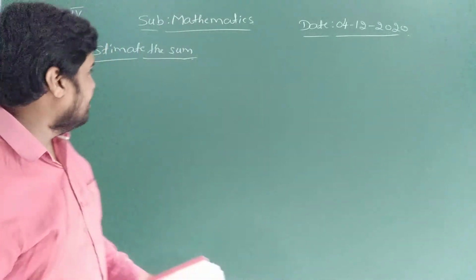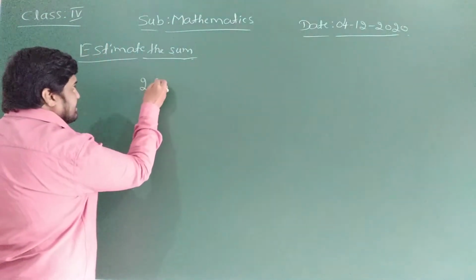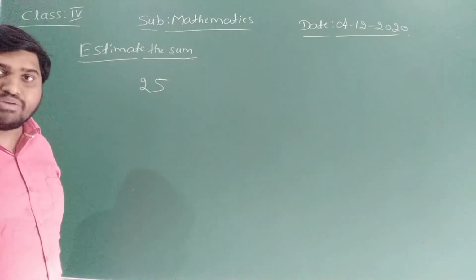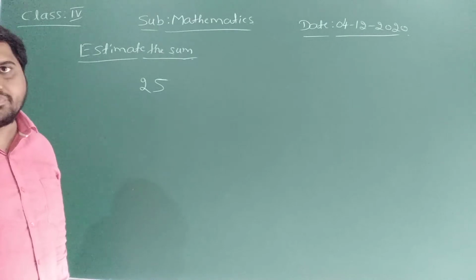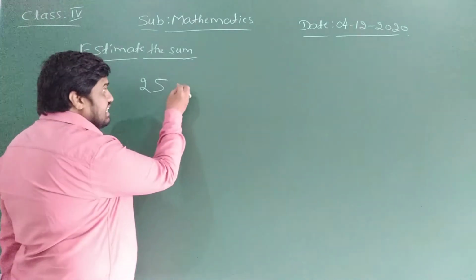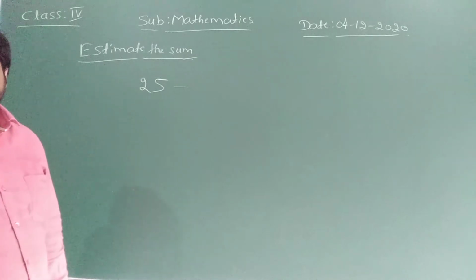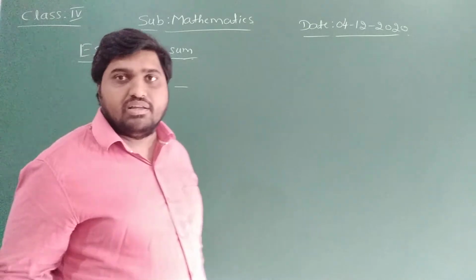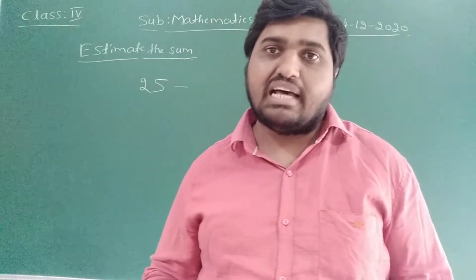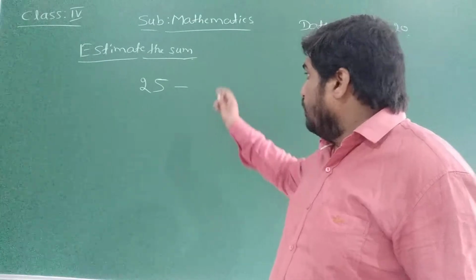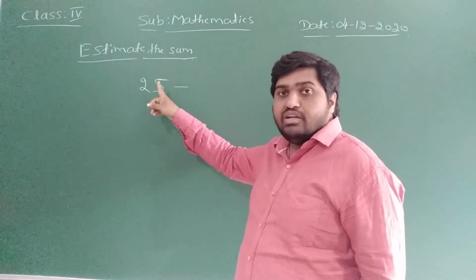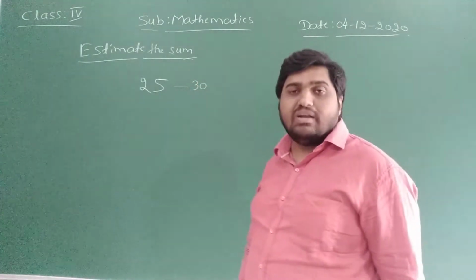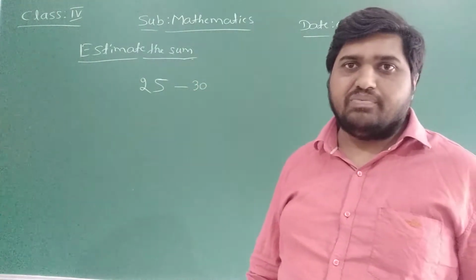Now for example, here see this number 25 is there. How to estimate 25? You have to estimate 25 to the nearest 10. Now 25 is near to, tell me children, 25 is near to? Yes, tell me anyone. You studied in the last class, right? Now we have to round off this to the nearest 10. 25 is near to 30. Yes or no? 25 is near to 30.